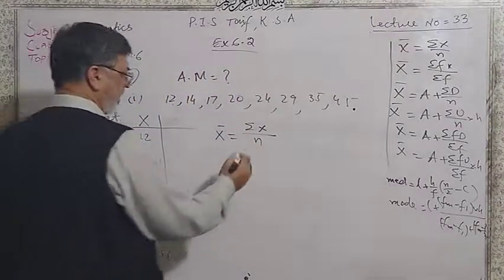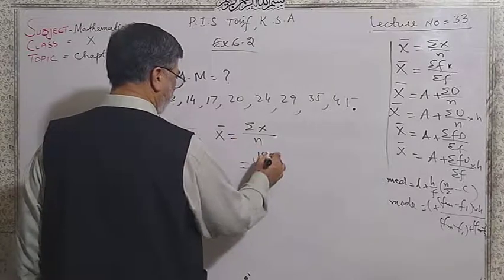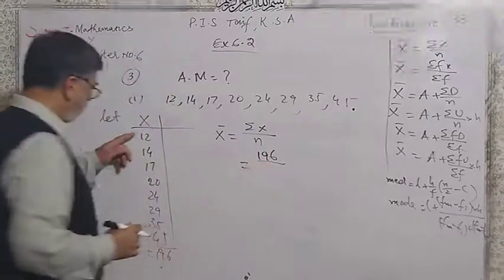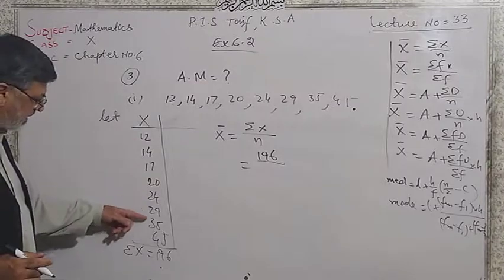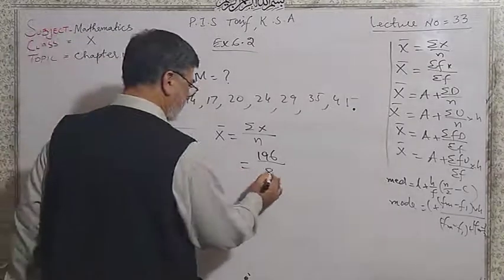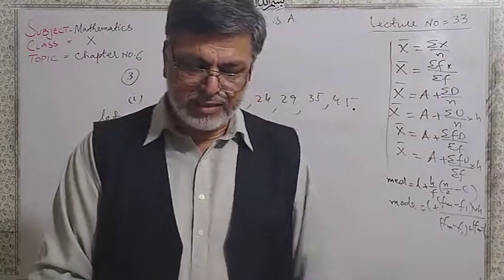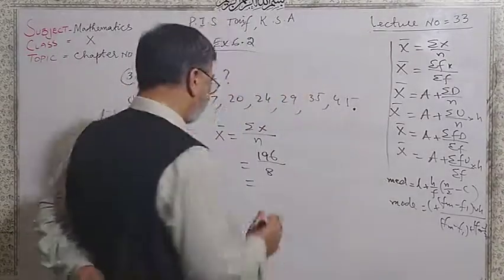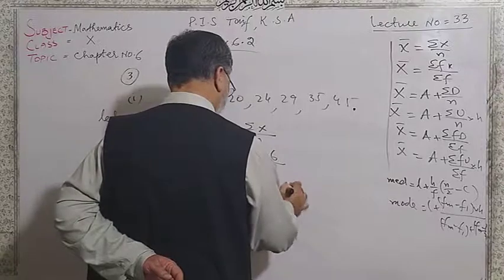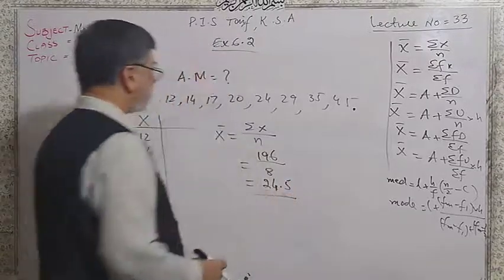So we can apply x bar is equal to sigma x over n. 196 over 1, 2, 3, 4, 5, 6, 7 and 8. 8 values. So divide 196 by 8. We will get 24.5. Dear students, this is your answer.